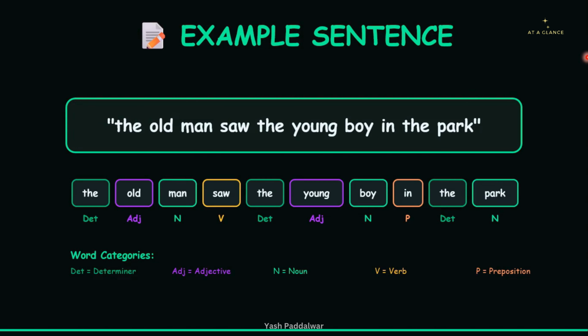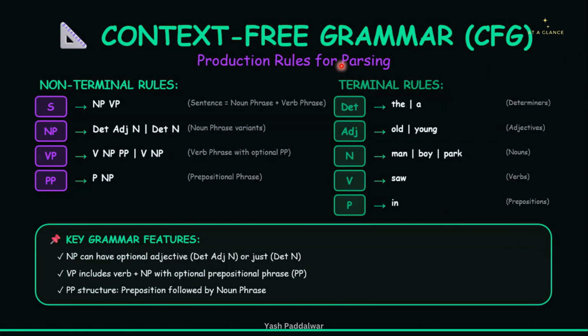In the problem statement, along with the sentence, we are also given the context free grammar rules. These are the production rules. We have non-terminal rules and we have terminal rules. I hope you know about these types of rules. We have seen the introduction to context free grammar in the previous video, so if you haven't watched that, please have a look at that video first and then come to this video so that you will understand in a better way.